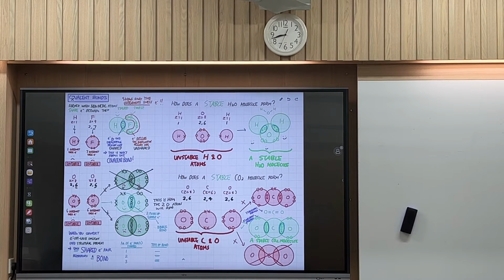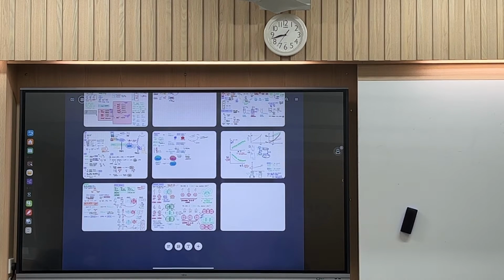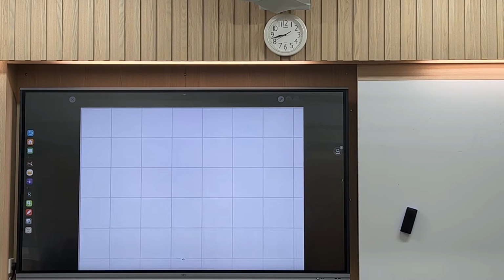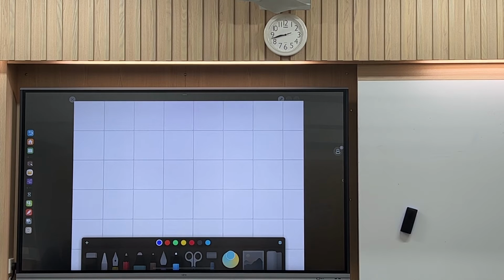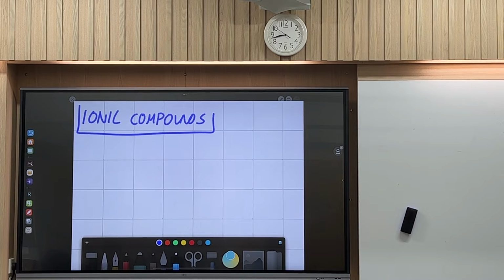Okay, right. So now that we understood covalent bond, we will look at some other aspects of ionic compounds, which I forgot to mention last time. So ionic compounds, additional properties.